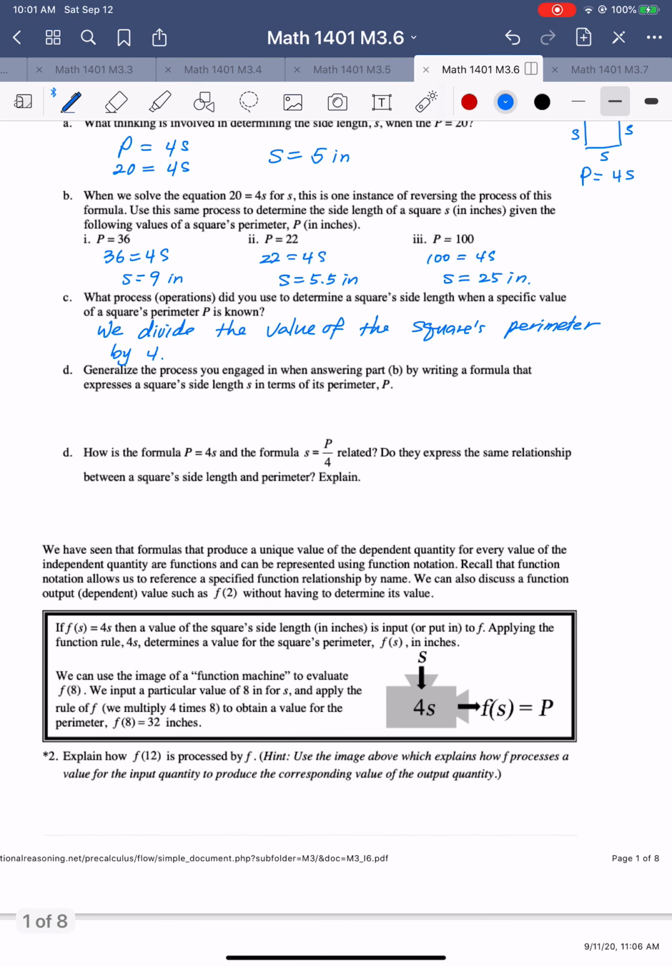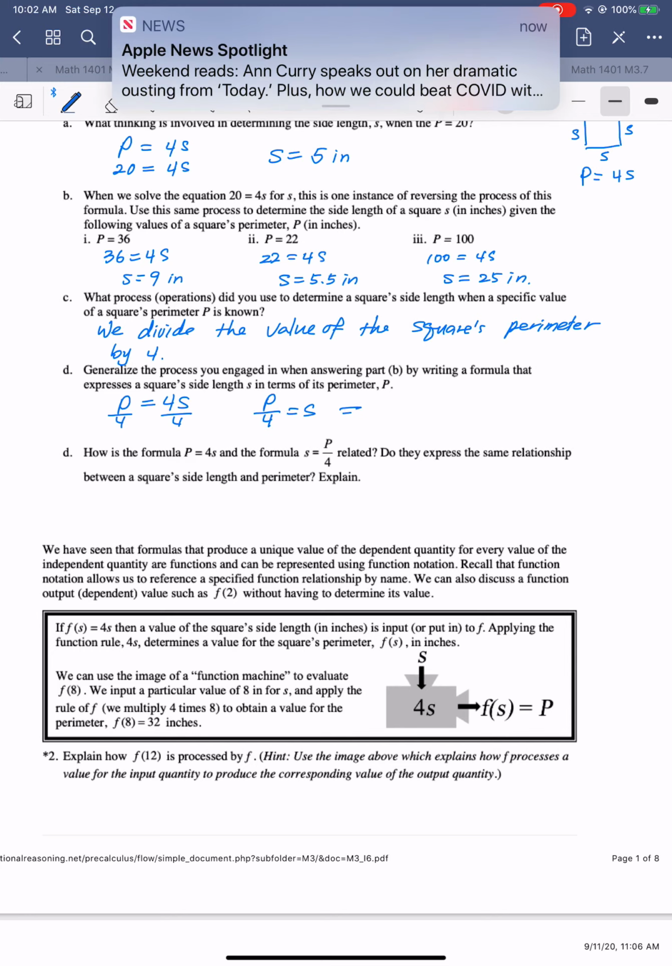And D, generalize the process you engaged in when answering part B by writing a formula that will express the square side length s in terms of the perimeter P. So P equals 4S, but we're going to rewrite the equation and write s in terms of P. So we're going to isolate s by itself. So I need to divide by 4 on both sides. So P over 4 equals s. So a nice form is s equals P over 4.